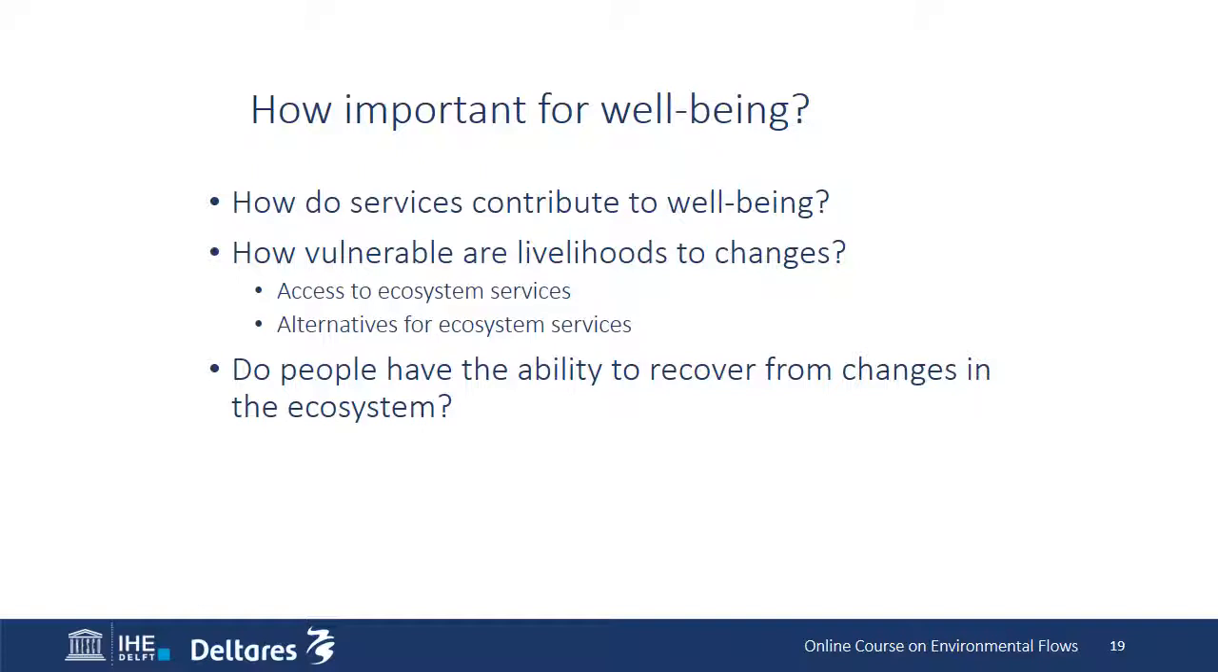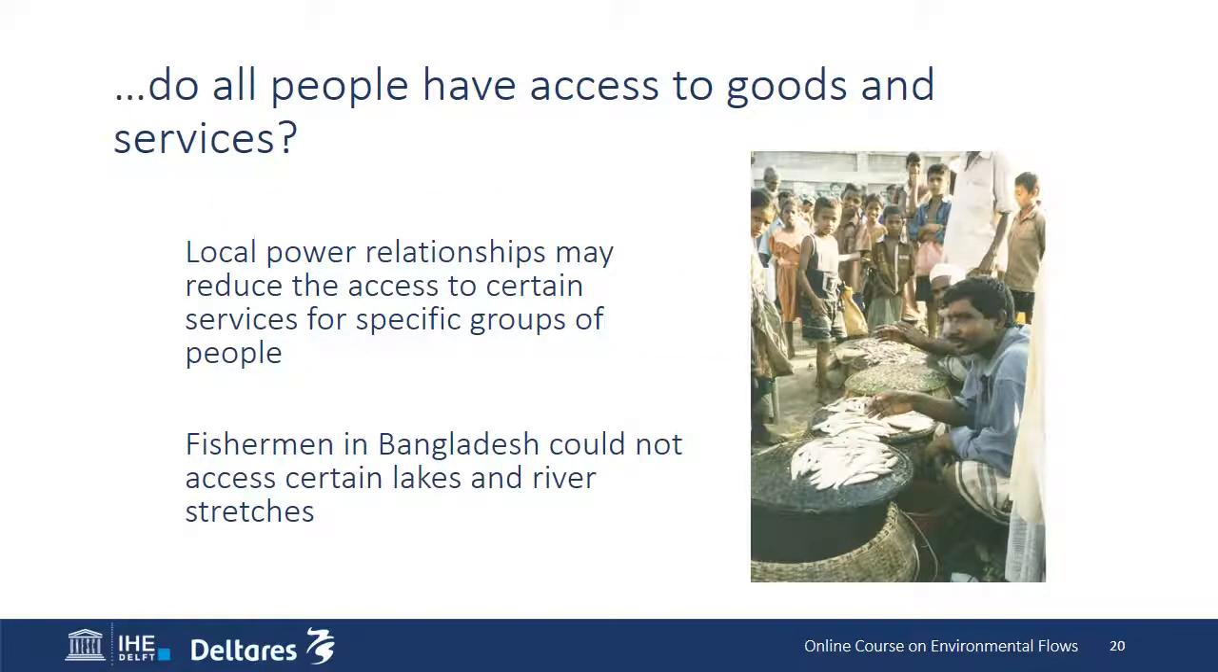So to start with, how people make use of the services, and do they actually have access to the services? For example, if there are local power relationships in an area, this may prevent certain groups of people from using those services. And this was, for example, the case in Bangladesh, where the more traditional fishermen, who were the poorest people, were not allowed to fish in certain stretches of the river that were fenced off by more powerful people. So even when the services are there, not everybody may be able to make use of those services.